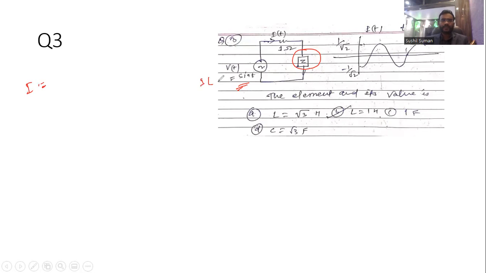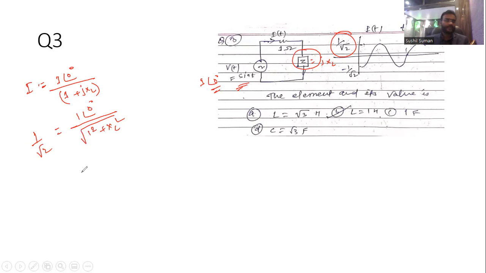You can write this as 1 angle 0 degree, sinusoidal. So I equals 1 angle 0 degree upon 1 plus j times XL. Now the current magnitude is 1 by root 2, so 1 by root 2 equals 1 angle 0 degree upon under root 1 square plus XL square. So XL equals 1. So the modulus of j omega L equals 1, so omega L equals 1.